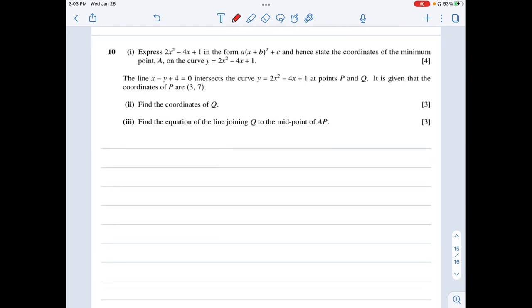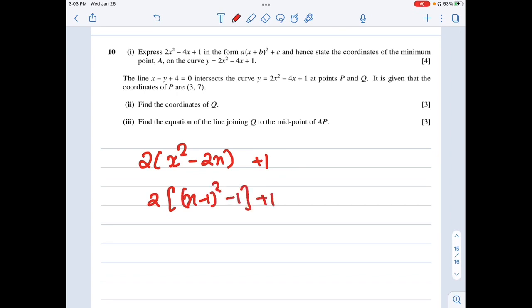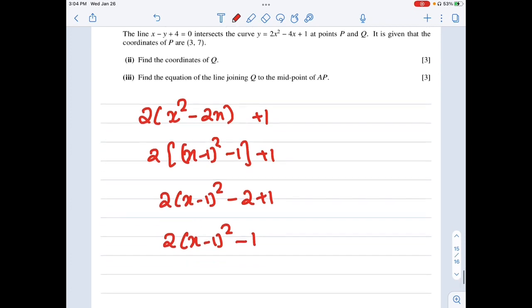Question number 10. Express 2x square minus 4x plus 1 in the form of a times x plus b whole square plus c. So take 2 common, x square minus 2x plus 1, 2 times x minus 1 whole square minus 1 plus 1. It becomes 2 times x minus 1 whole square minus 2 plus 1, 2 times x minus 1 whole square minus 1. And hence state the coordinates of the minimum point.